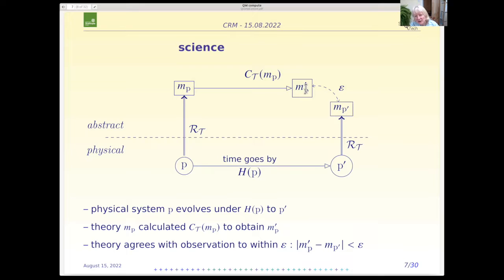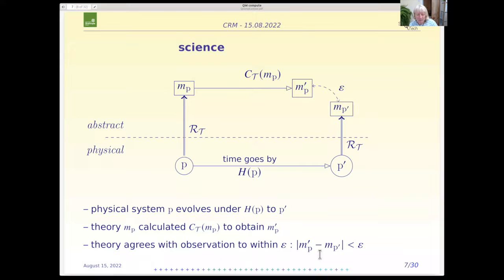So notice the dashes are in different places. In one case, we've calculated what we think we get. In the other case, we've had a look and said, what have we actually got? Now, in general, they won't be exactly the same. If it's a good theory and a good model, the difference is going to be relatively small. The key points here is the physical system evolves. The theory calculates that evolution. And if we've got a good theory, it'll agree with our observations to within some epsilon.